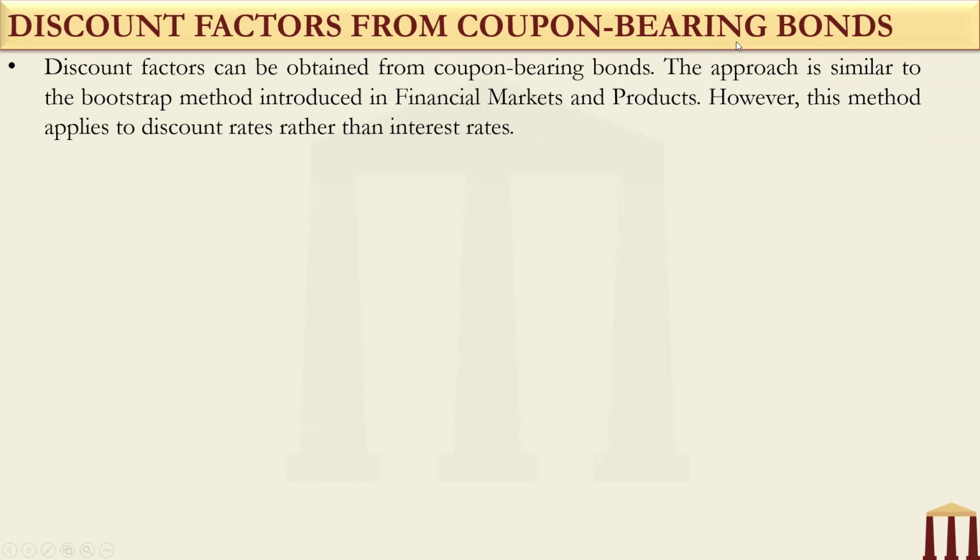Like coupon paying bonds. So discount factors can be obtained, again, the idea is very simple. You need to take into consideration the present value, future value, and then you can find out the spot rates. Okay, but there is a method which is slightly different. The method that we use is kind of bootstrap.